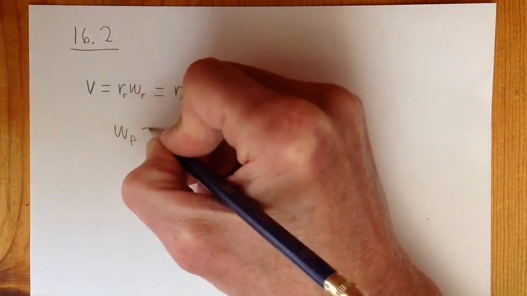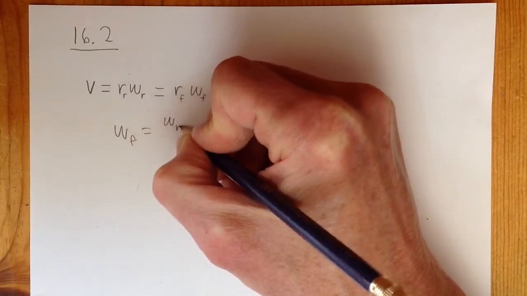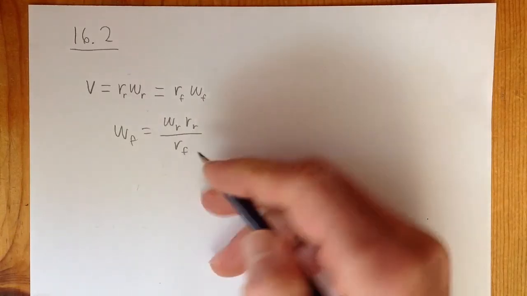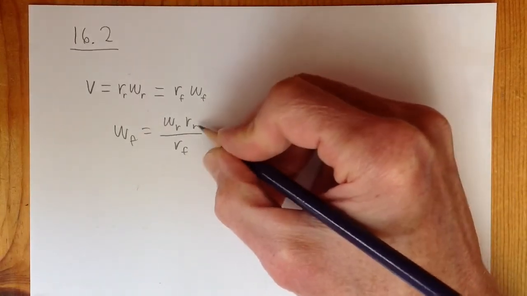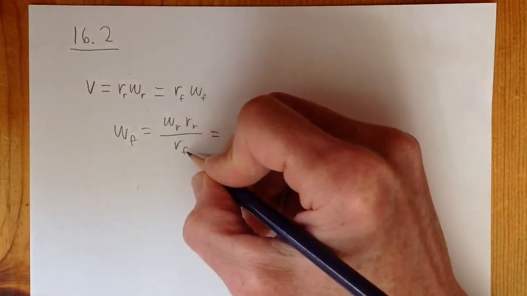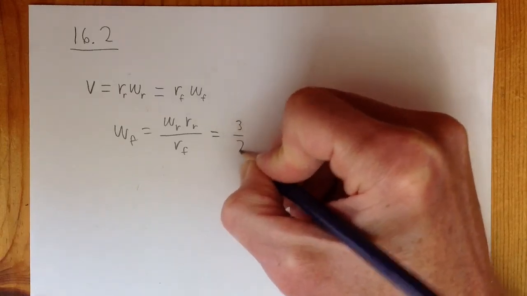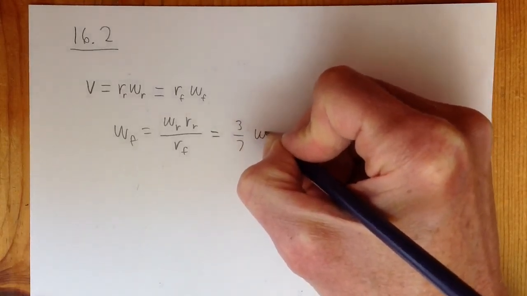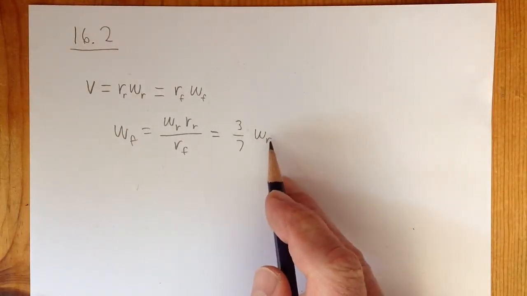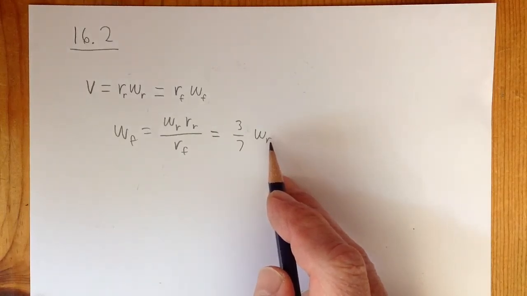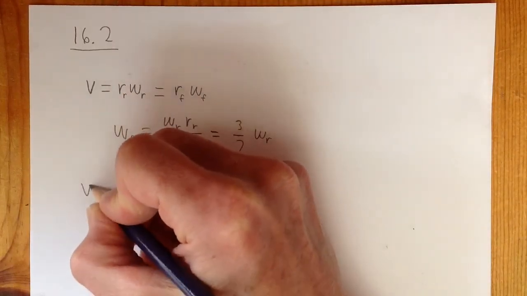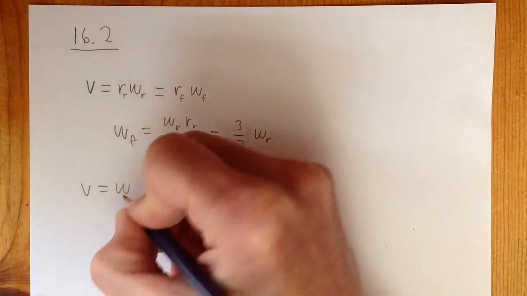So omega for the front is equal to omega from the rear times the radius of the rear divided by the radius of the front. Now we know the radius of the rear and the radius of the front. The rear was 3 and the front one is 7, so it's 3/7 of omega of the rear. Okay, so all we have to do is figure out how many rotations per minute the back wheel is going, and we can figure that out.